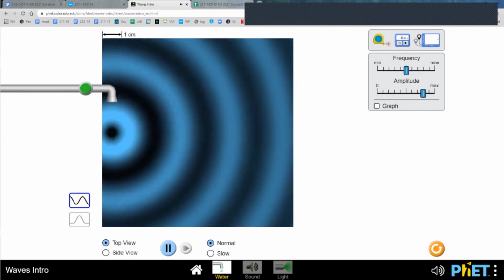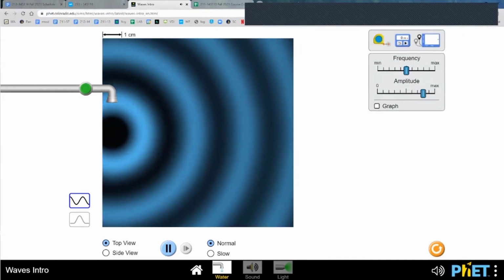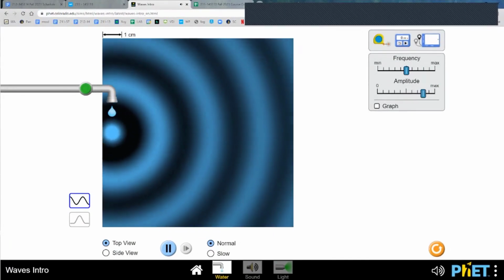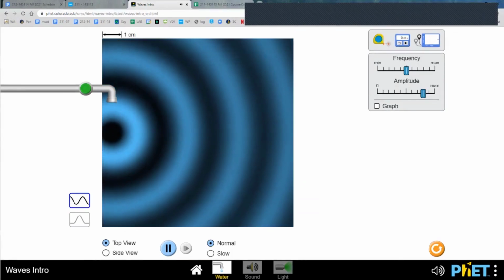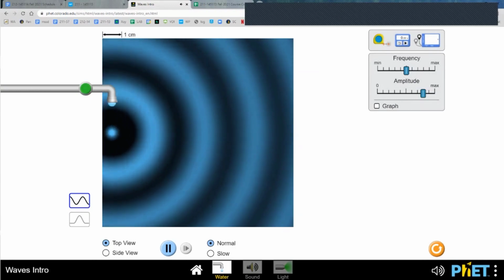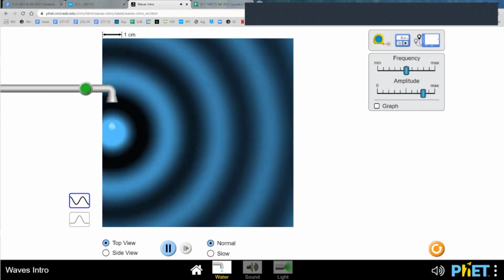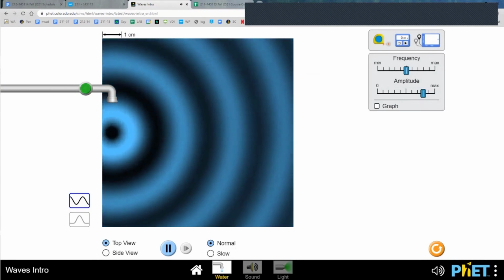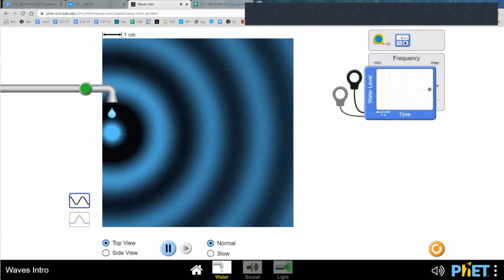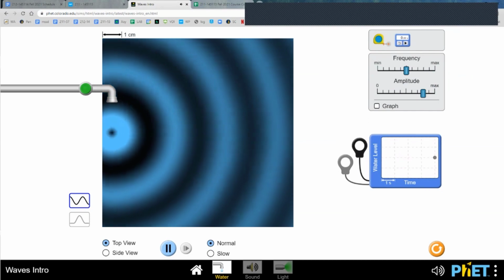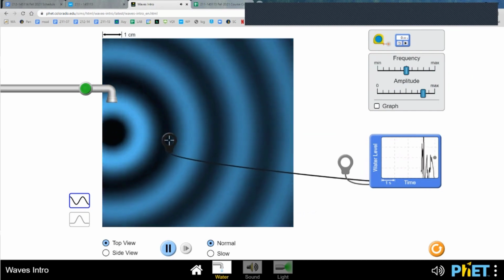So in this case, the wave driver, the thing that's driving the creation of waves, is this dripping water. And every time a water drop falls into the pond, it creates a wave pattern, and it's creating it periodically. So if I actually looked at, let me just take a water level meter and put a probe right here.